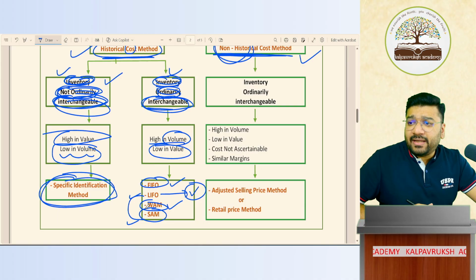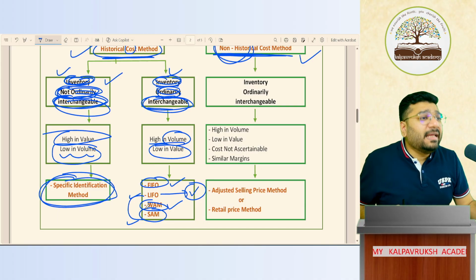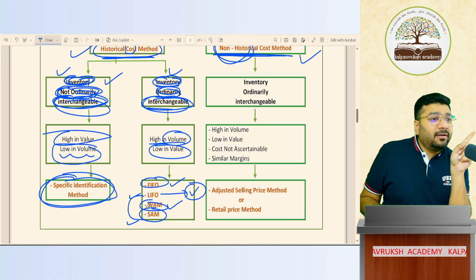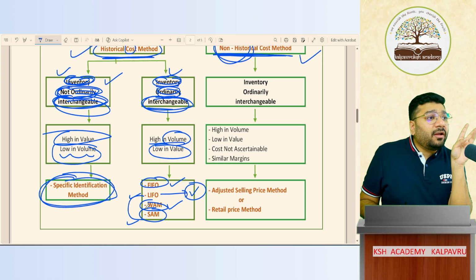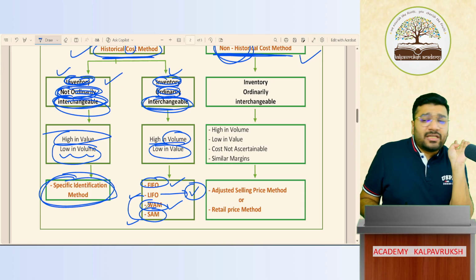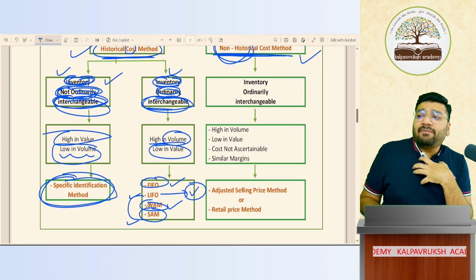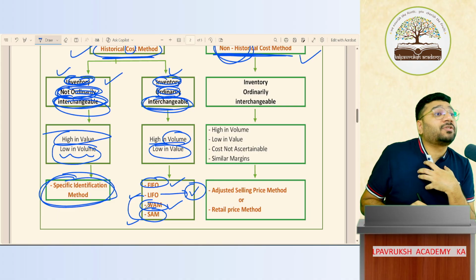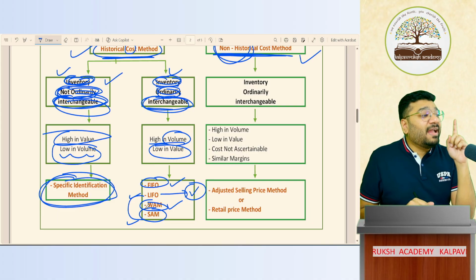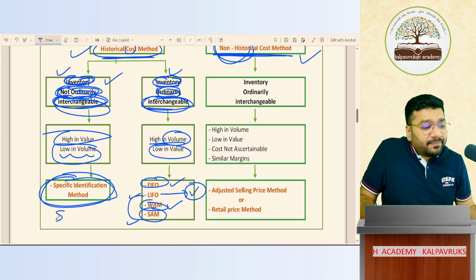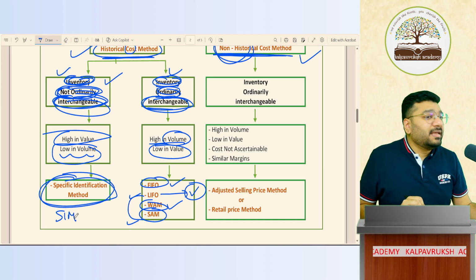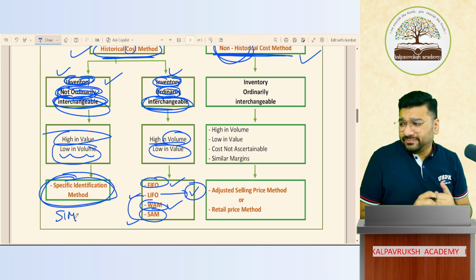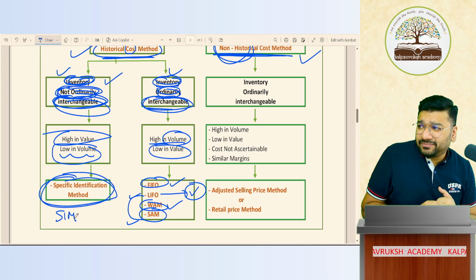If I have inventories which are ordinarily interchangeable, in that case, how do I get the cost of those items? Either by using FIFO method or LIFO method or weighted average or simple average method. Got it? If my inventories are not ordinarily interchangeable, then what is my method of deriving the cost? Specific identification method, which is called SIM. All of you know SIM card. Specific identification method. Got it?